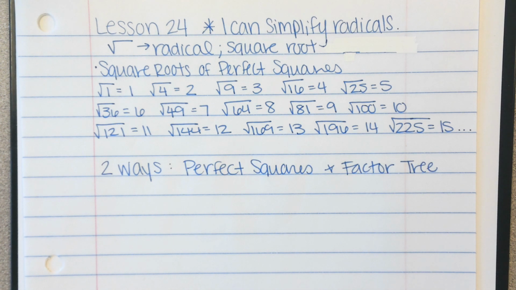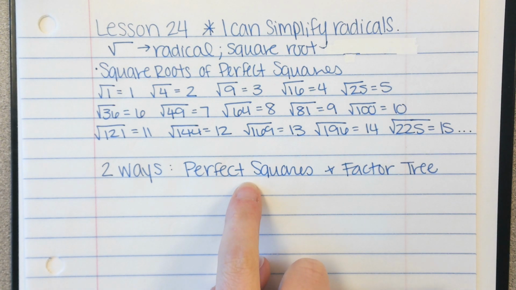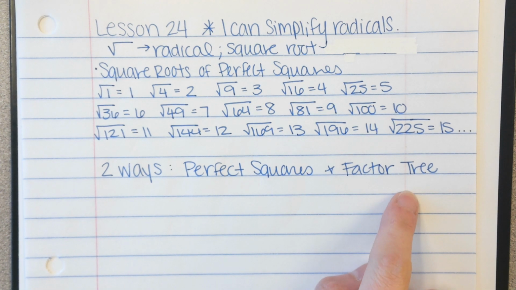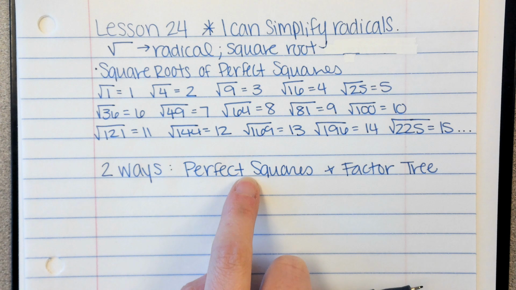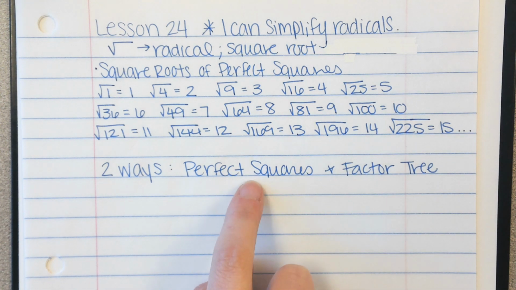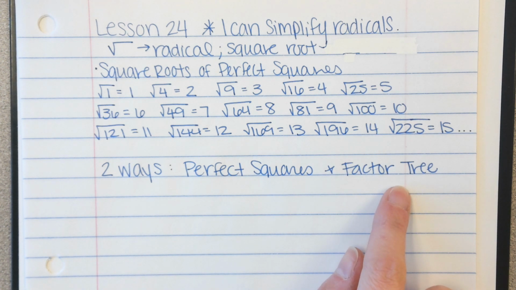You can really simplify radicals two ways. You can look for the biggest perfect square that goes into the number and factor it out, or you can just do a factor tree. I'm going to show you both ways. Sometimes it's really, really easy to see what the biggest perfect square is that goes into the number, and so sometimes it's really easy to pull out the perfect squares. However, sometimes those aren't as easy to see, so a factor tree is super helpful. So I'm going to show you how to do it both ways.